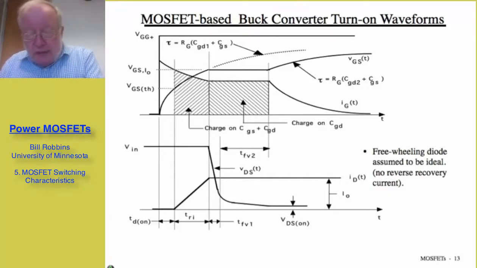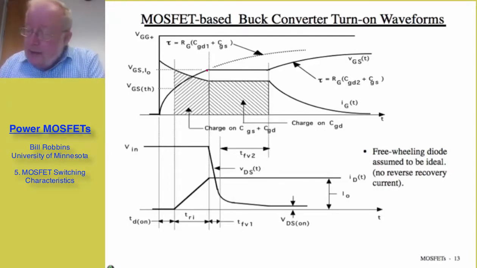We assume it rises linearly, and we can calculate how long that takes, because it's based on how long it takes the gate to source voltage to go from the threshold voltage up to a large enough value to support the current I0, and that corresponding value of gate to source voltage I've labeled V_GS,I0. And so again, using our equivalent circuit, I could estimate t_ri if I know all the capacitance values, the value of R_G, and the power supply voltage V_GG+.